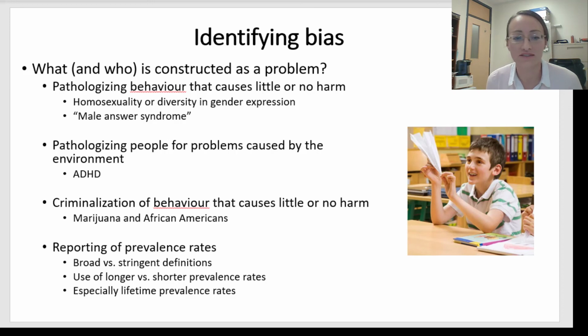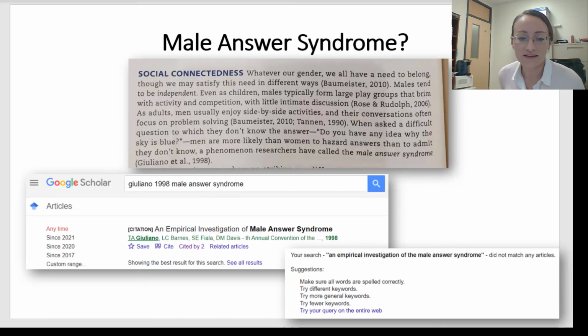I want to draw your attention to something in the text, male answer syndrome. The textbook claims that men are more likely to hazard a guess when they don't know an answer to a question, rather than to humbly admit that they don't know. The book identifies this as male answer syndrome, which sounds like a psychological disorder or mental illness. It also sounds like a reliable finding, a phenomenon that the scientific community has accepted. Researchers have called this the male answer syndrome.